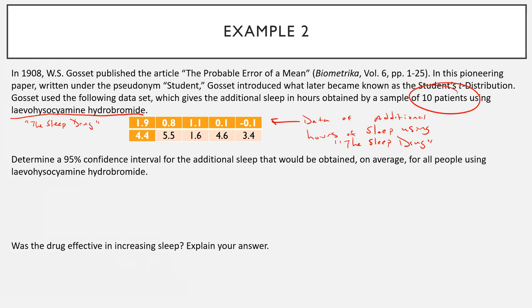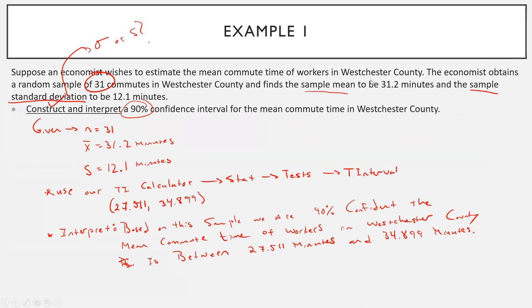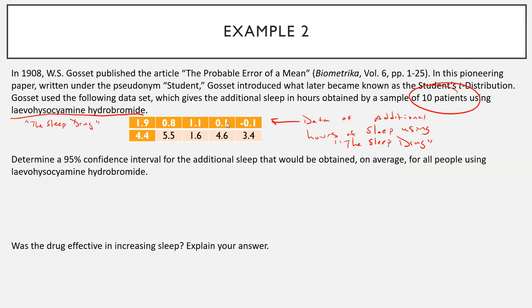Okay. So let's determine a 95% confidence interval for the additional sleep that would be obtained on average by all people using this sleep drug. Do you notice that this problem is a little different from the other one we just did? In the other one, I told you the mean was 31.2 and the standard deviation was 12.1. In this problem, I just give you the data. That's fine, it just involves a little extra step for us.